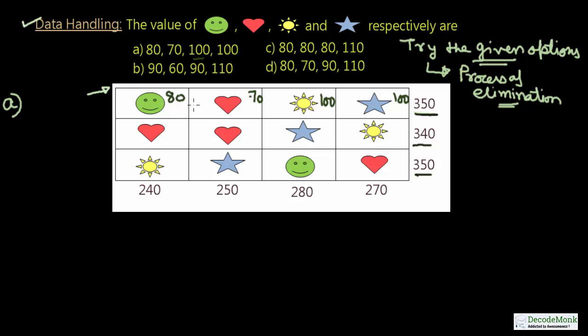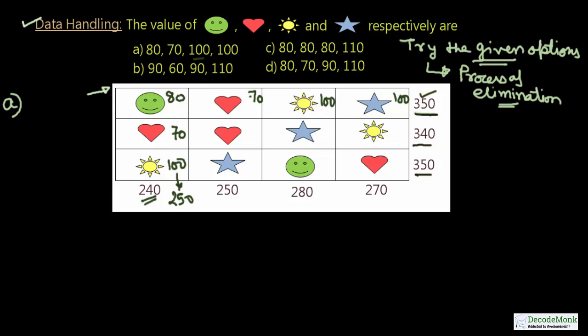This is smiley. 80 plus 70 is 150. 150 plus 100 is 250. 250 plus 100 is 350. So you see that option A fits rightly into the first row. Let us check whether it fits into the first column or not. The value of heart is 70 and the value of sun is 100. So 80 plus 70 is 150. 150 plus 100 is 250. But here it is given 240.